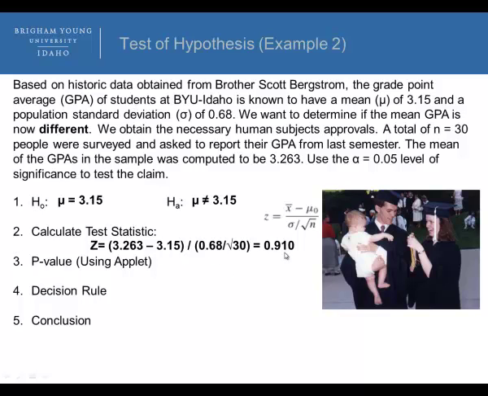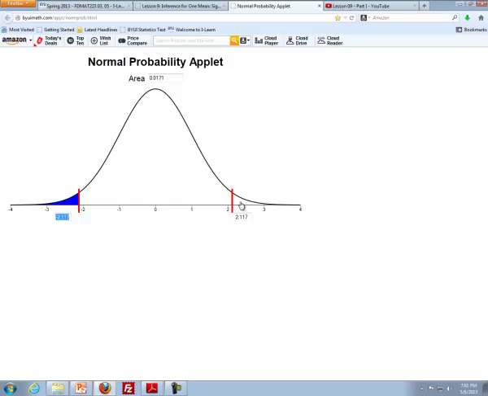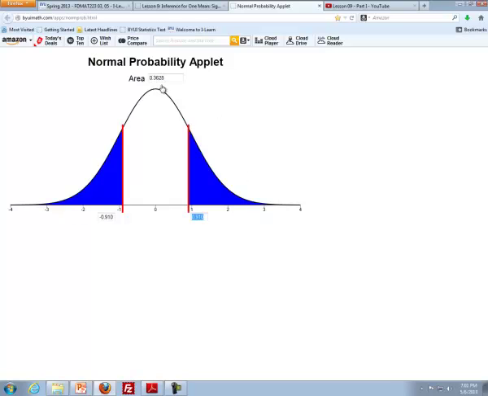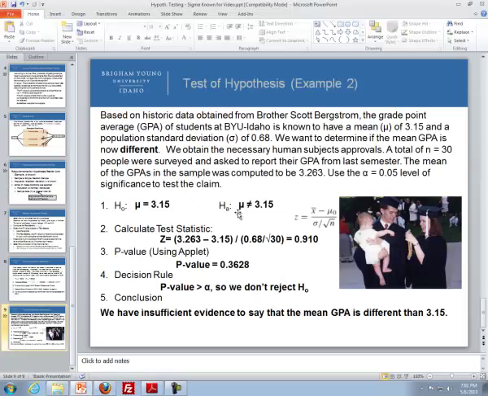Now, is this a rare and unusual value? Since it's not above 2 or less than -2, it doesn't look to be. But we can confirm it by getting a p-value. If I shade both sides, since this is a two-sided test, type in 0.91, and press enter, I get my p-value of 0.3628.